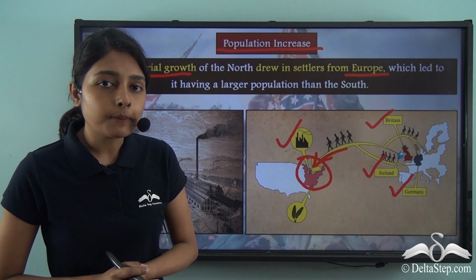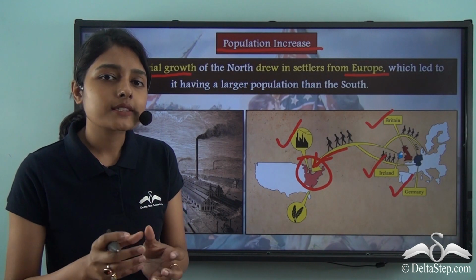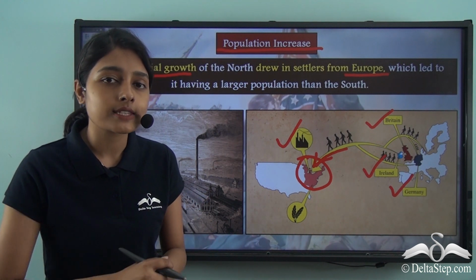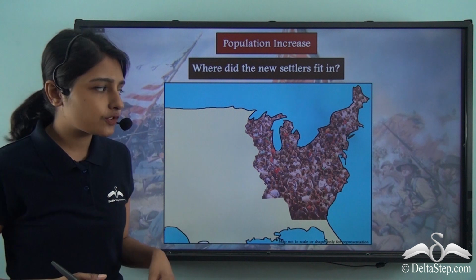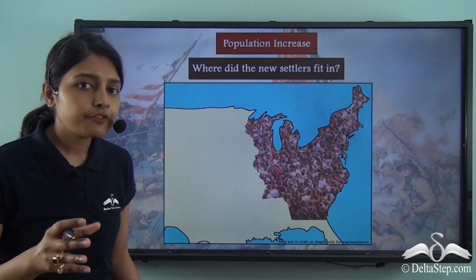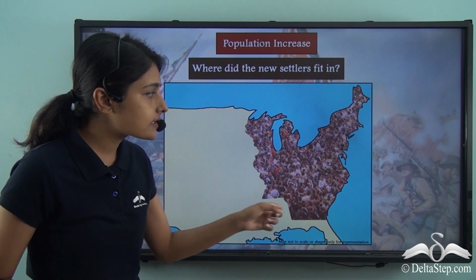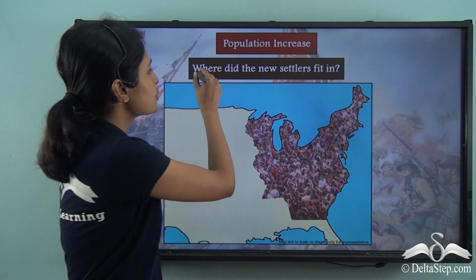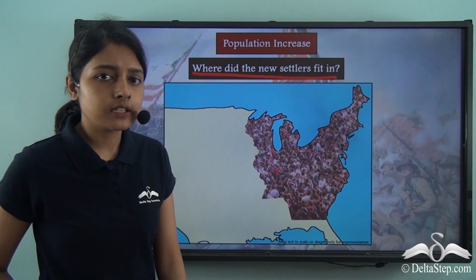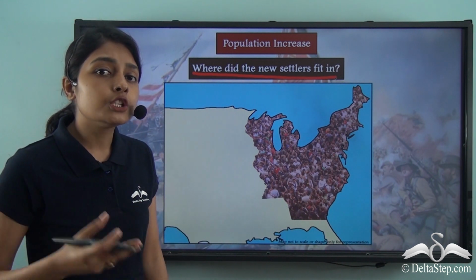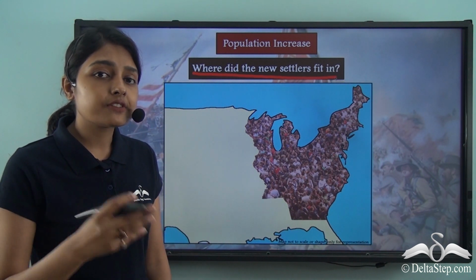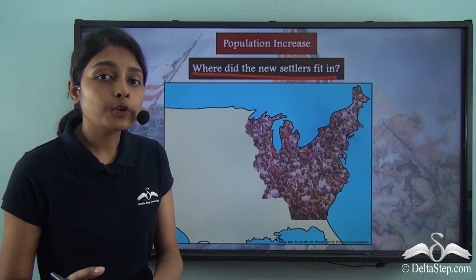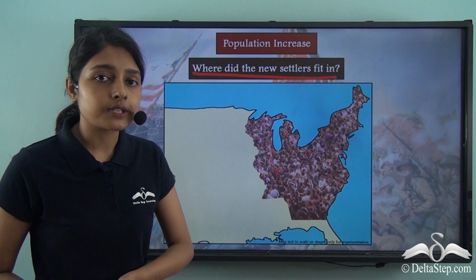With so many people coming in, how can the USA have only 13 states and still accommodate all these new settlers? This is a big question, because this map roughly shows you the northern states of the United States of America. Where did so many new settlers fit in? People were coming in huge numbers and it was difficult for the nation to accommodate and to let so many people live in this new country.